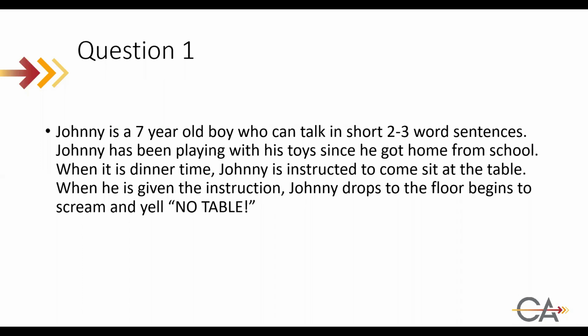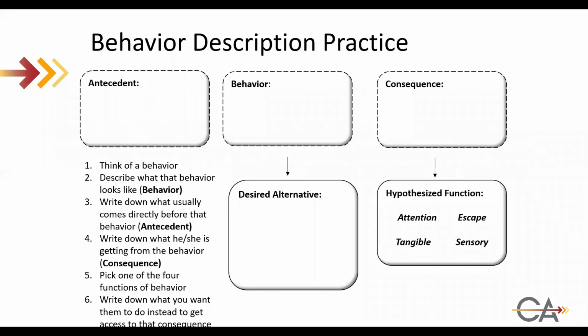Johnny has been playing with his toys since he got home from school. When it is dinner time, Johnny is instructed to come sit at the table. When he is given the instruction, Johnny drops to the floor and begins to scream and yell, "No table." So, what's the antecedent in this situation? Well, what's the behavior? The behavior we can see is dropping and screaming, "No table."